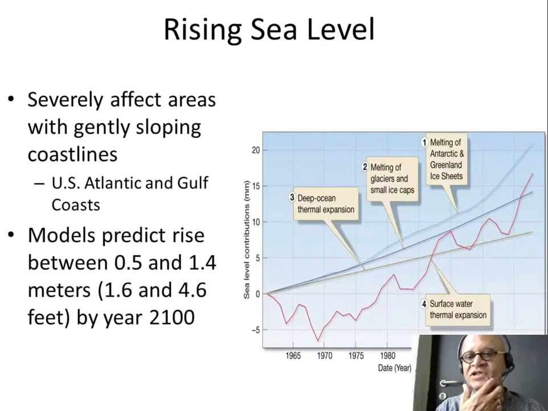But what's more interesting is here to reconfirm our contributions. So deep ocean thermal expansion is shown here in the yellow line. Melting of glaciers and small ice caps is shown here in the blue line. And melting of Antarctic and Greenland glaciers. The thing to worry about here is that they are accelerating. Like these are remaining fairly steady rises, whereas this one is accelerating.